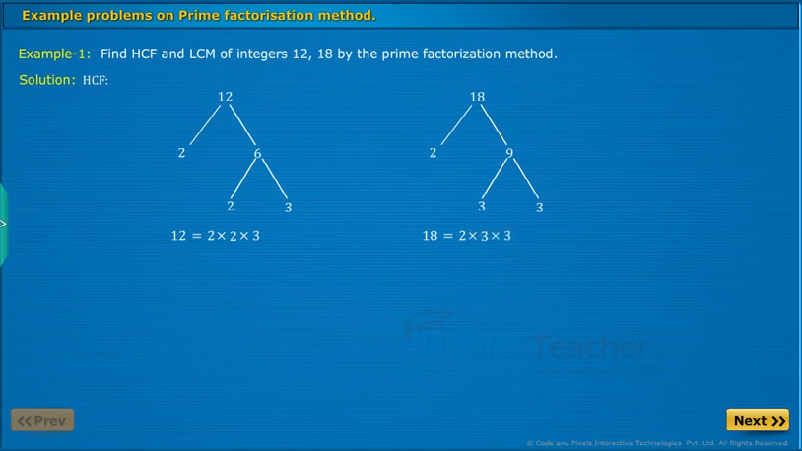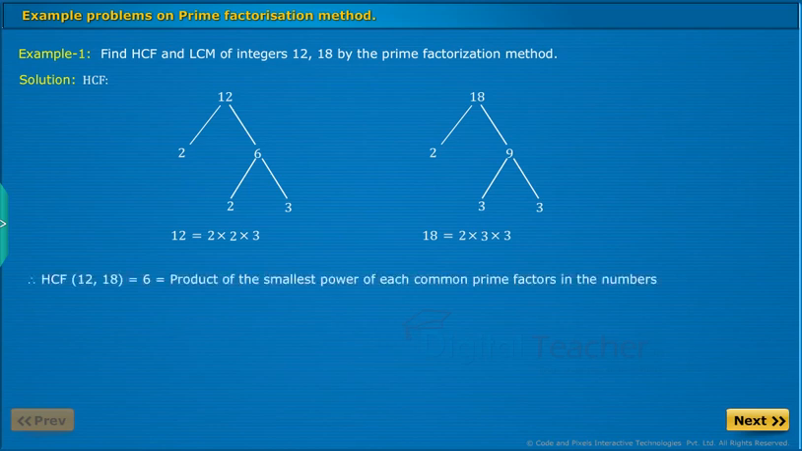It is observed that the highest common factor of these numbers is 6. Therefore, the HCF of the numbers 12, 18 is 6. That is equal to the product of the smallest power of each common prime factor in the numbers.